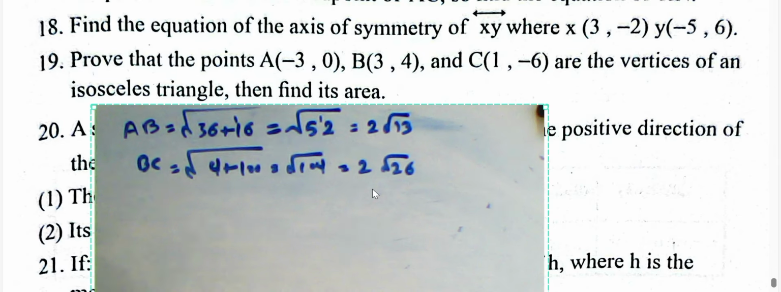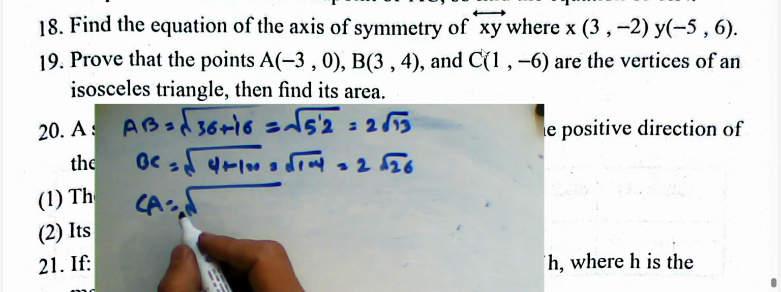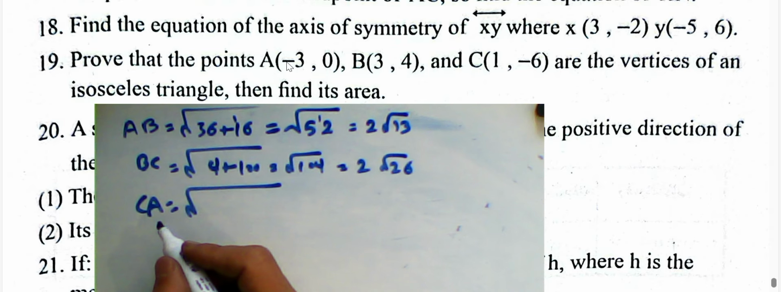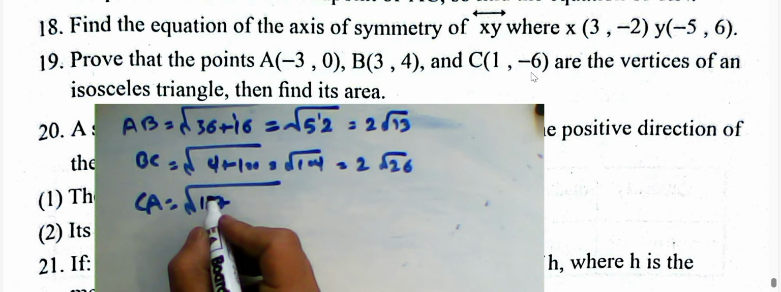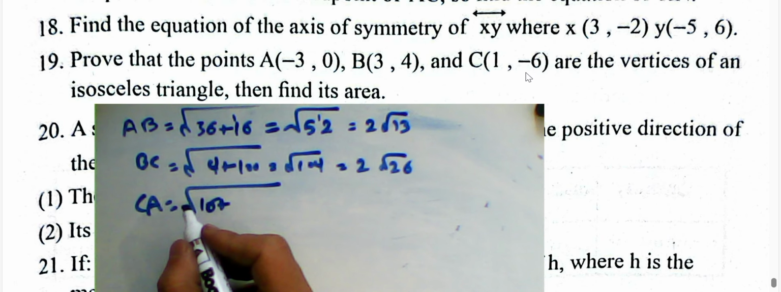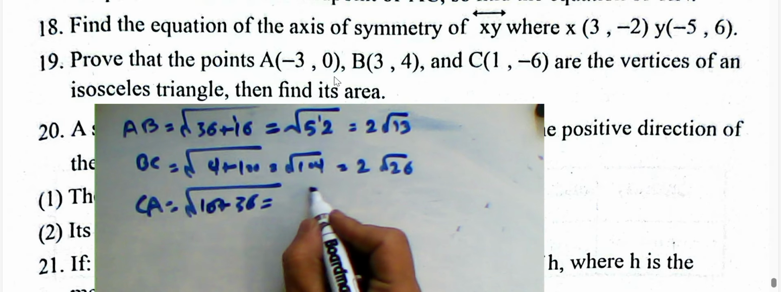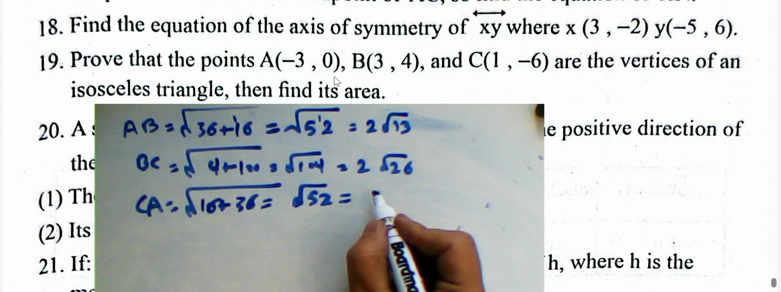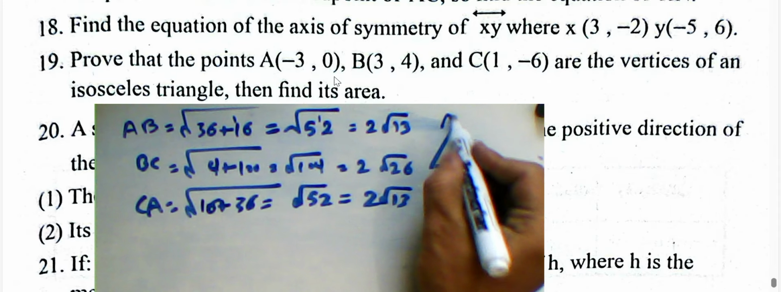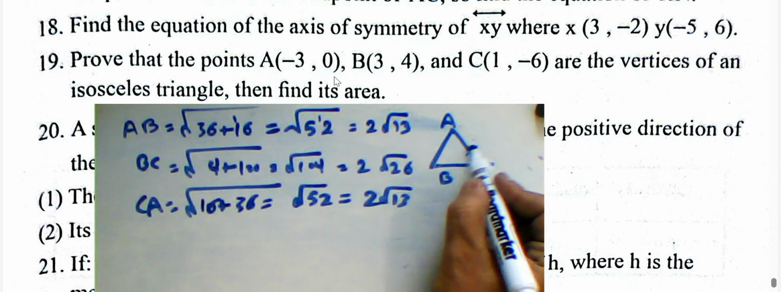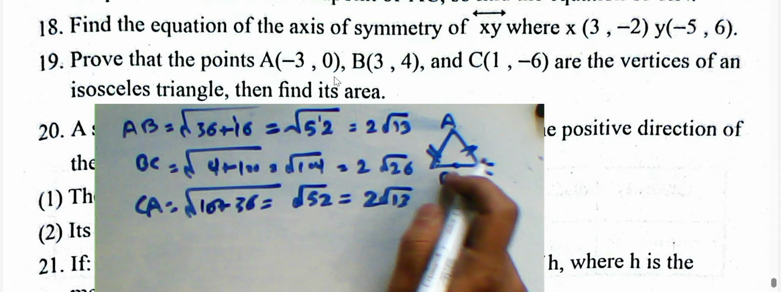Now I will find the length of CA. Look here: 1 minus negative 3 is 1 plus 3, which is 4, and 4 squared equals 16. And negative 6 minus 0 is negative 6, squared is 36. The result will be 52, the same as the first. Then we have two side lengths, AC equals AB. They are equal. Now I will find the midpoint of B and C.